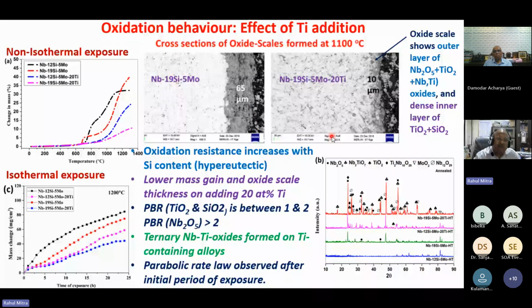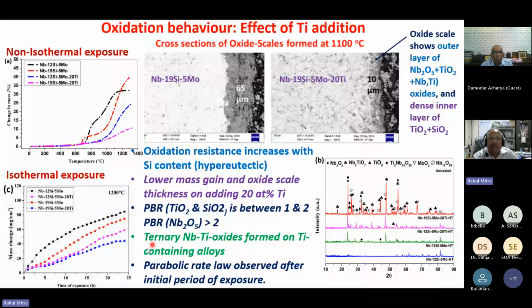And oxidation resistance was observed. This is non-isothermal oxidation exposure where we did heating. Titanium containing alloys showed lower mass gain compared to alloys without titanium. Heating was done up to 1300 degrees centigrade in a differential thermal analyzer with thermogravimetric analyzer. And here we also exposed it inside a furnace for different durations up to 24 hours, isothermal at 1200 degrees centigrade. We found that the mass gain was the lowest for the alloy which is hypereutectic and with 20% titanium.